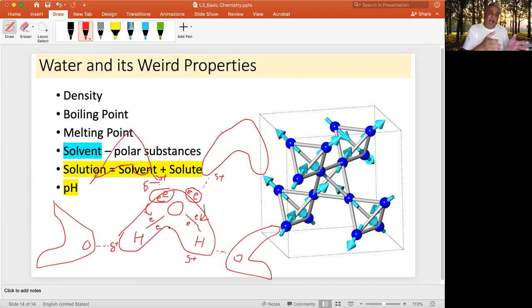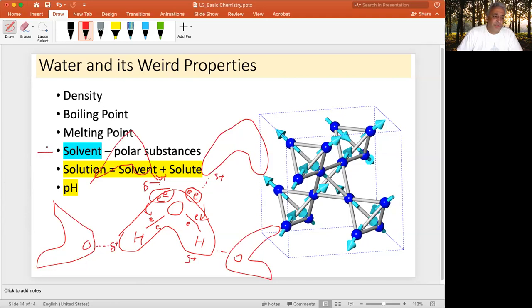Yes, in ice, these are static, but in liquid water, they're moving around, right? So it's this that stops oceans from evaporating in sunlight and your body from overheating as soon as you move your arms and legs and do some exercise, right?